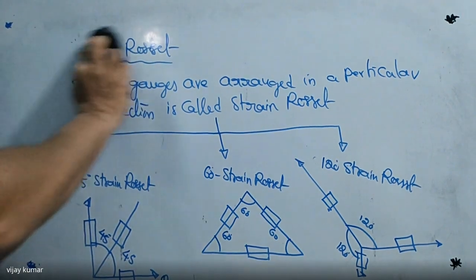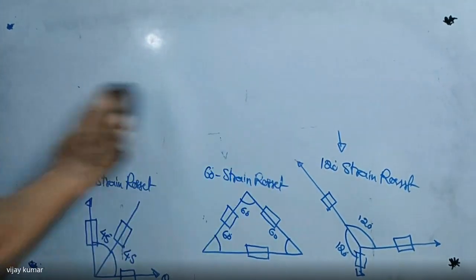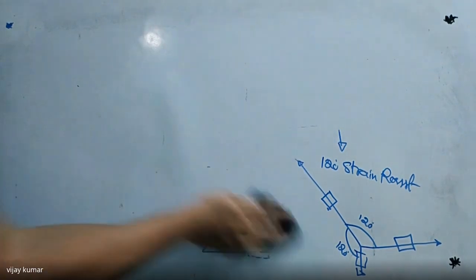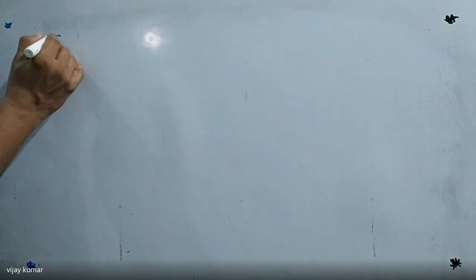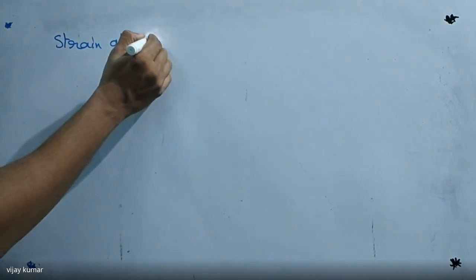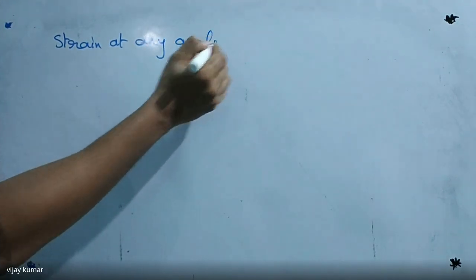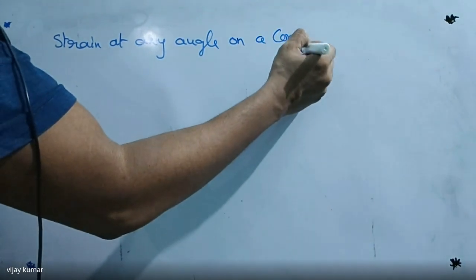So here, if you want to find the strain, the strain gauges are arranged in a particular angle so that I want to write this strain at any angle. What is the formula of strain at any angle on the component? So I'm writing here strain at any angle on a component.